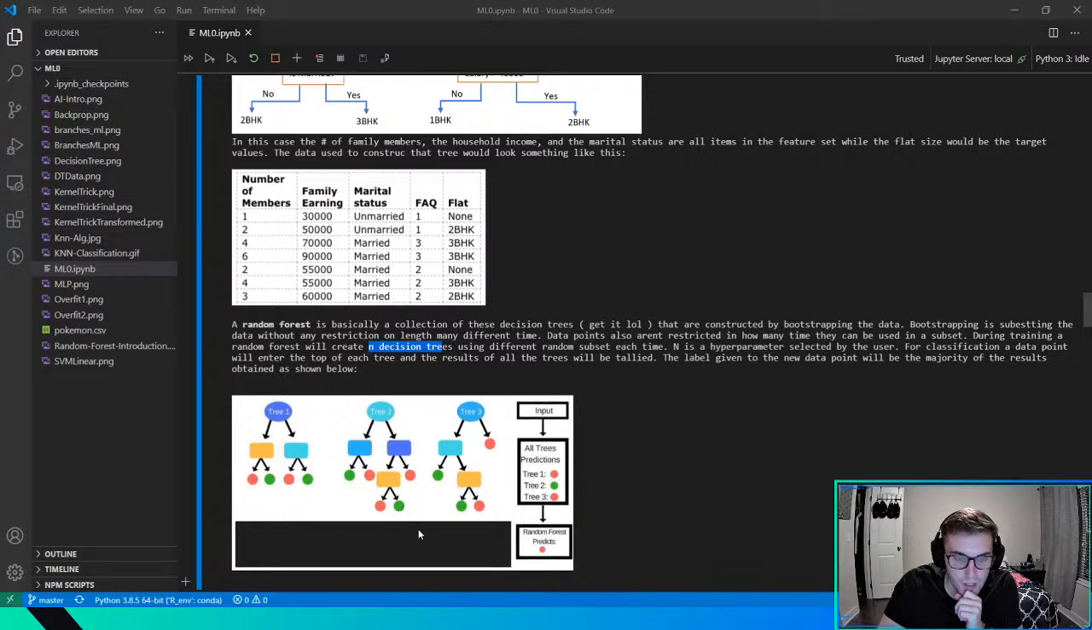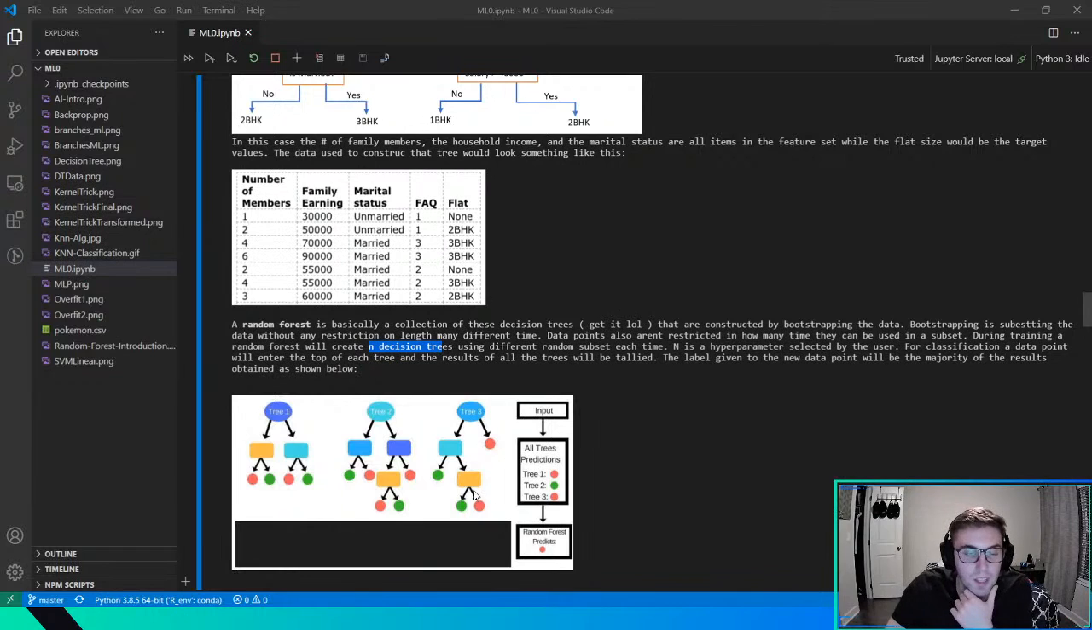For example, here we have tree 1 with one data set, tree 2 with another data set, and tree 3 with another. For a new data point, we run it through each of them, get the result from all of them, and then take the average. Say trees 1 and 3 predict red, and tree 2 predicts green. Overall we'd predict red, as we can see here.